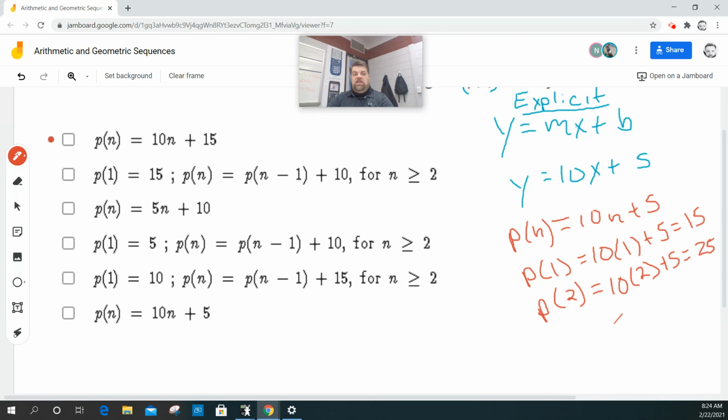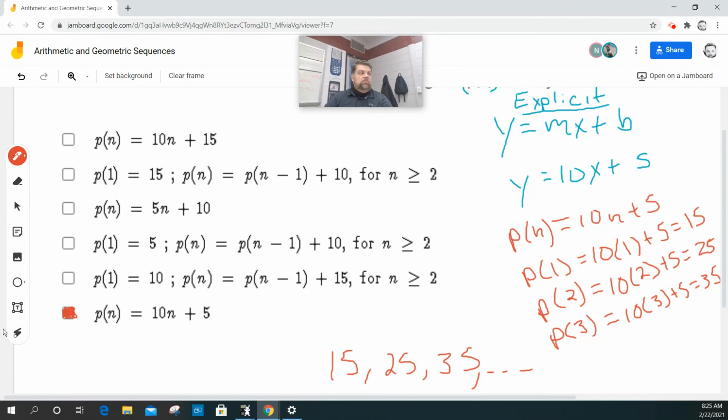And the third day should be $35, right? And so we'll check that. So 10 times 3 plus 5, 3 times 10 is 30, 30 plus 5 is 35. So our sequence should be 15 for the first day and then $10 each additional day. So that works, okay? So this one works.